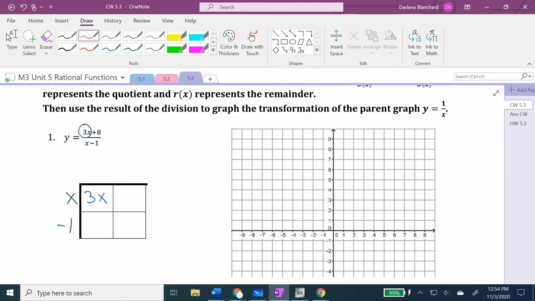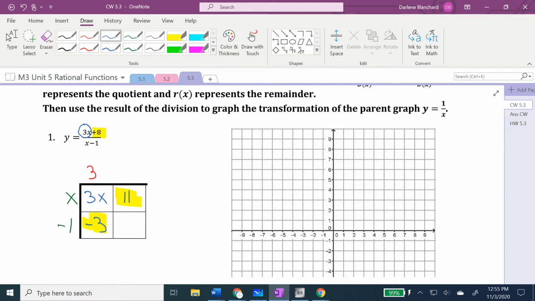And you guys say in chat, what do I need to multiply x by to get 3x? Yay, 3. Then I multiply the 3 times negative 1 to get negative 3. And then the next thing that I need to do is figure out what do I add to negative 3 so that I get positive 8. 11. Very good. And guess what? Division is done.